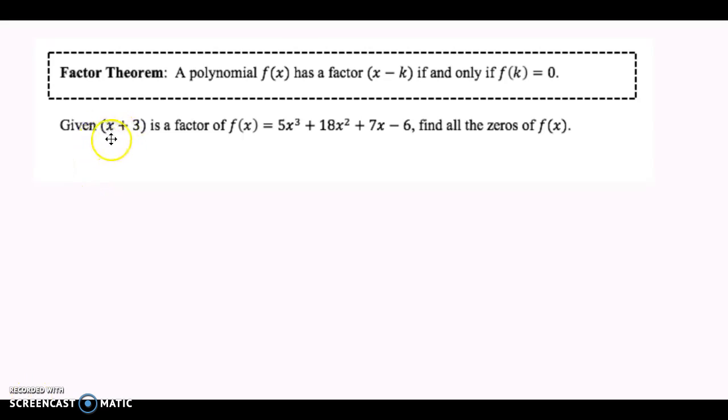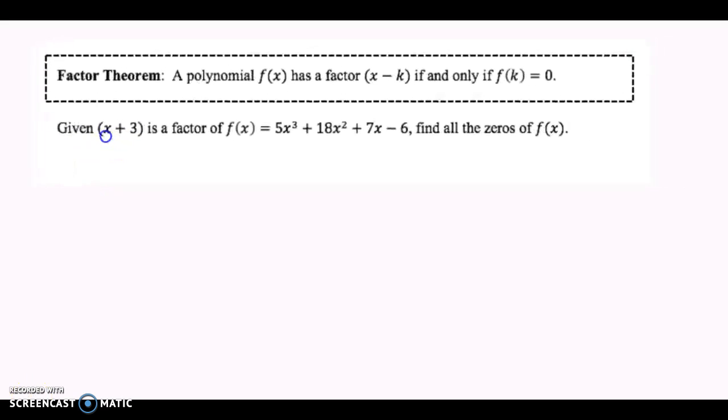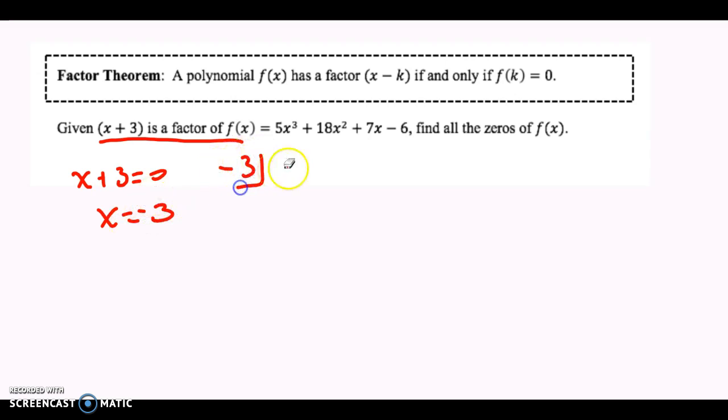Here we are given that x plus 3 is a factor. If x plus 3 is a factor, then setting x plus 3 equals 0, I get x equals negative 3. If I take negative 3 and plug it into the polynomial using synthetic division, I should expect a 0, because that's what it says when I plug k into the polynomial. So let's see if that's true.